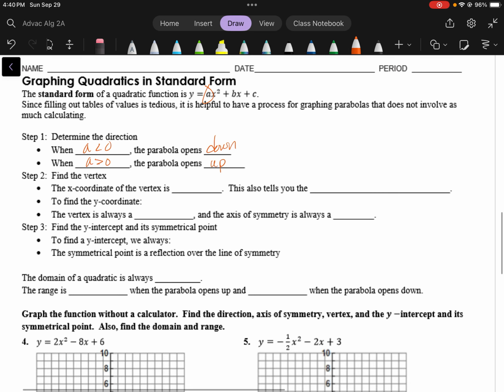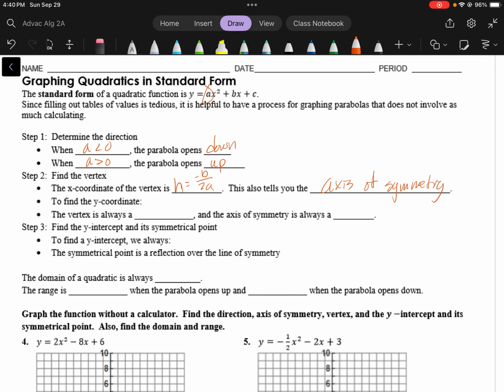Then for the vertex, the x-coordinate of the vertex is equal to this equation. And this is going to be an important equation for you to memorize. It's going to be h equals negative b over 2a. Negative b over 2a. And this is also important because it's going to tell us exactly where the axis of symmetry is.